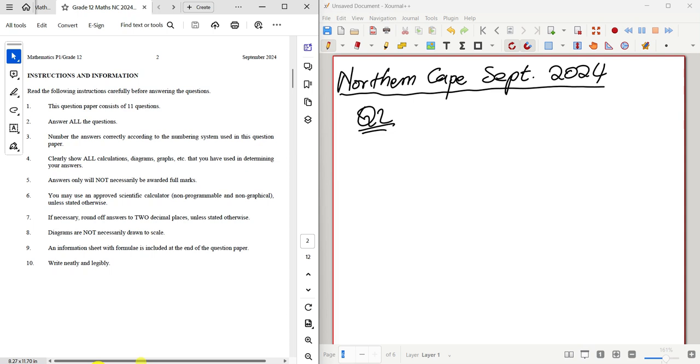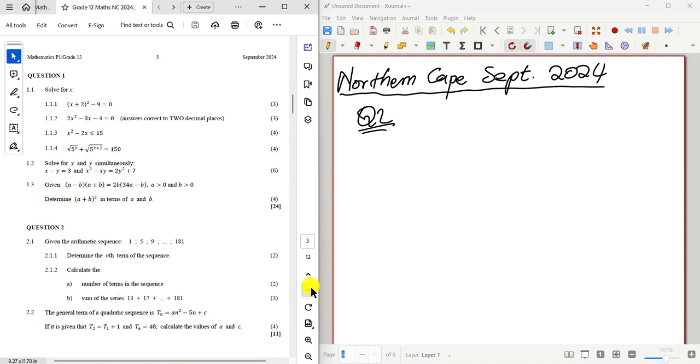Now, let's go. The section is on question 2. It can normally be question 2 and 3, or it can be question 2 only. So let's see. Question 2 says 2.1. Given the arithmetic sequence 1, 5, 9, and so on until 181, determine the nth term of this sequence.